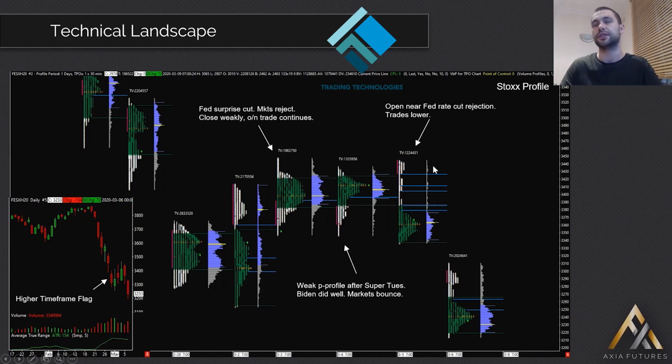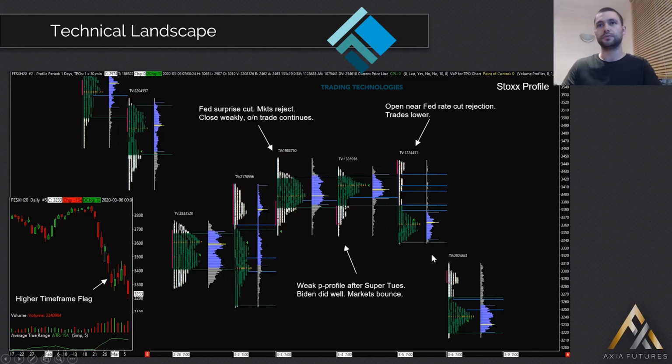And as you can see from the volume part of the profile, the volumes aren't there. The market comes off, and then if you're putting that into perspective of the bigger picture, we've got this bearish market, this daily flag here, and now there's the opportunity for the sell-off.